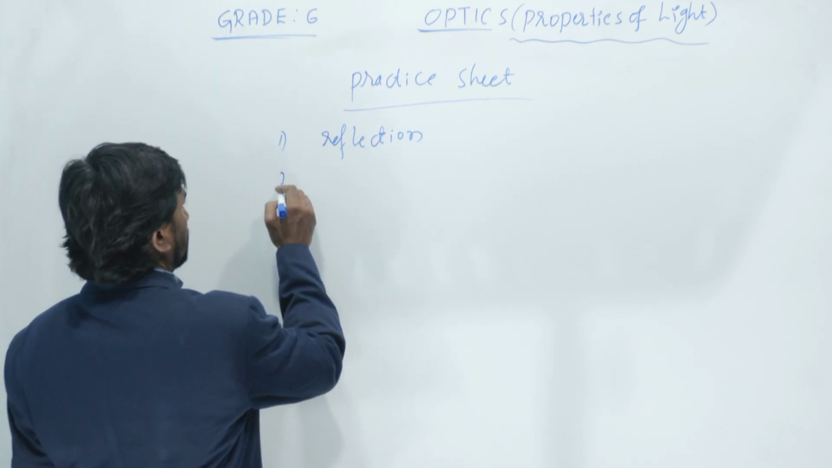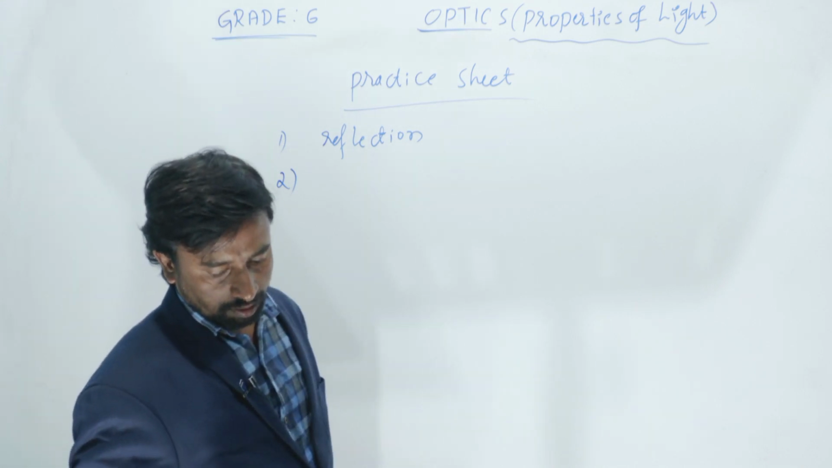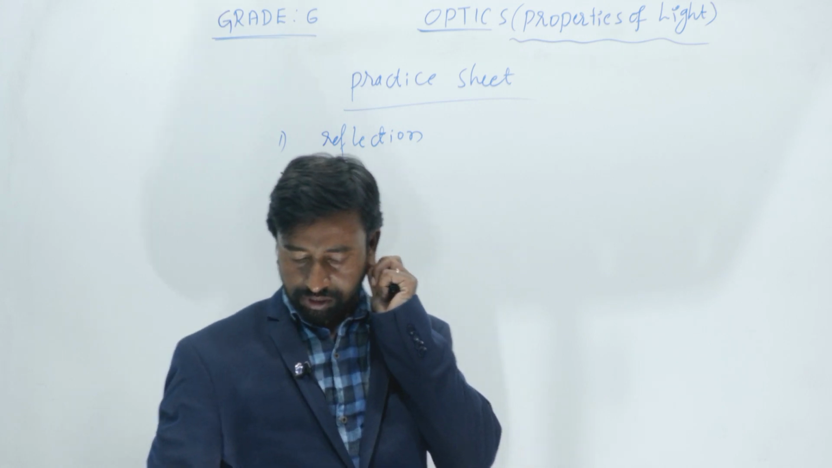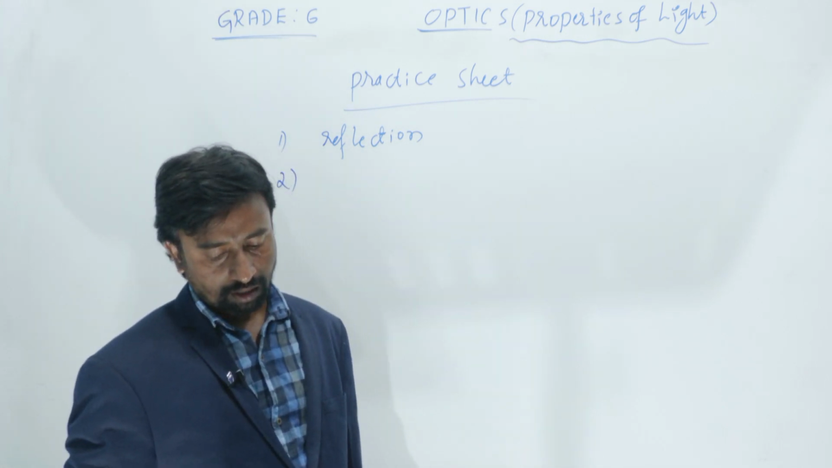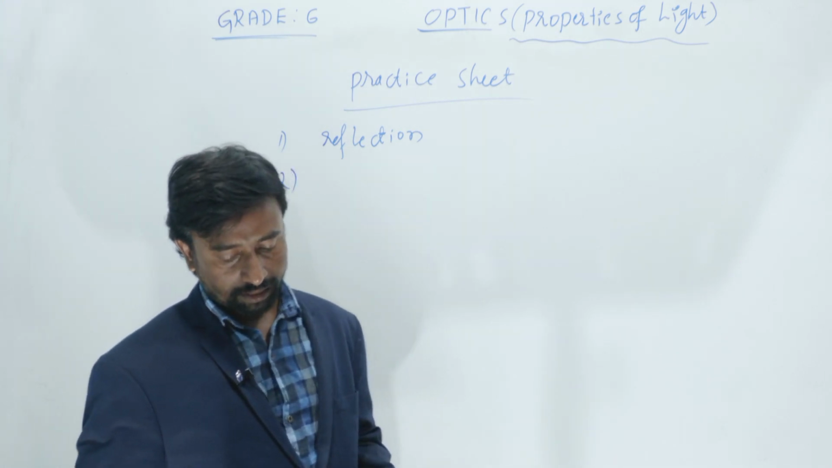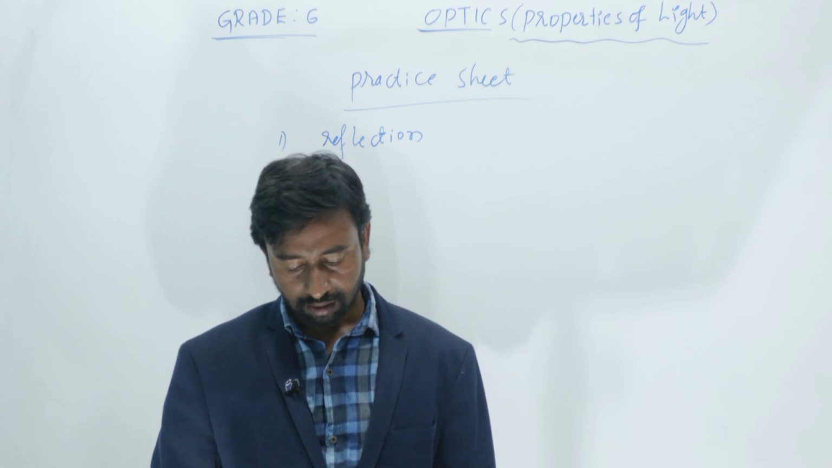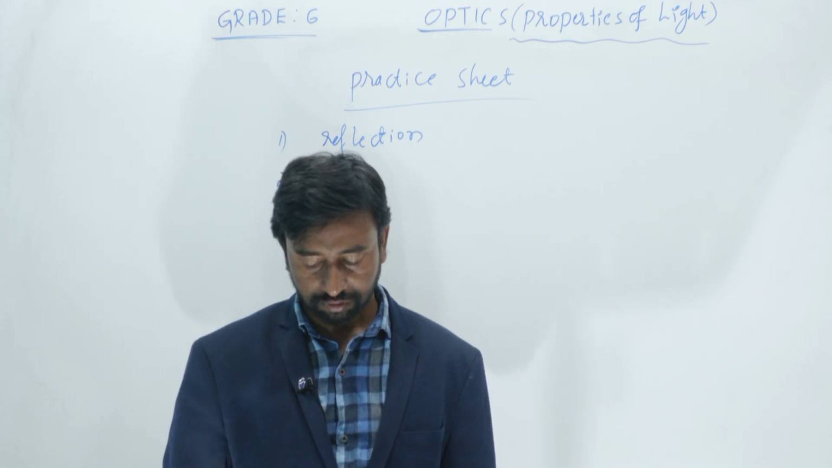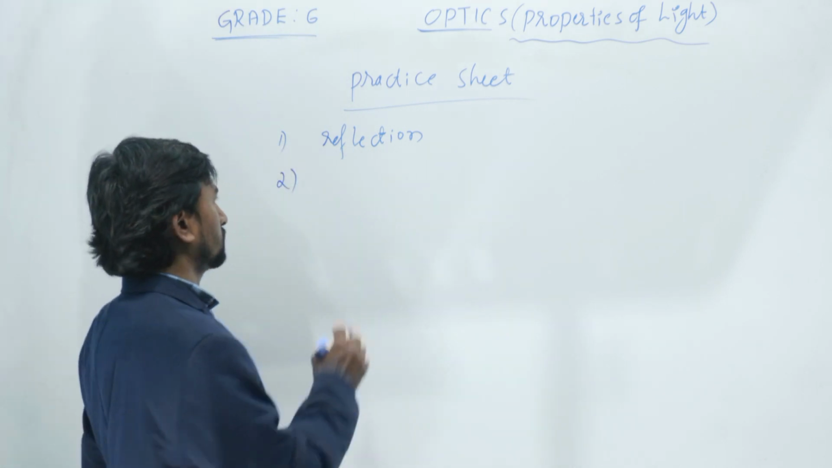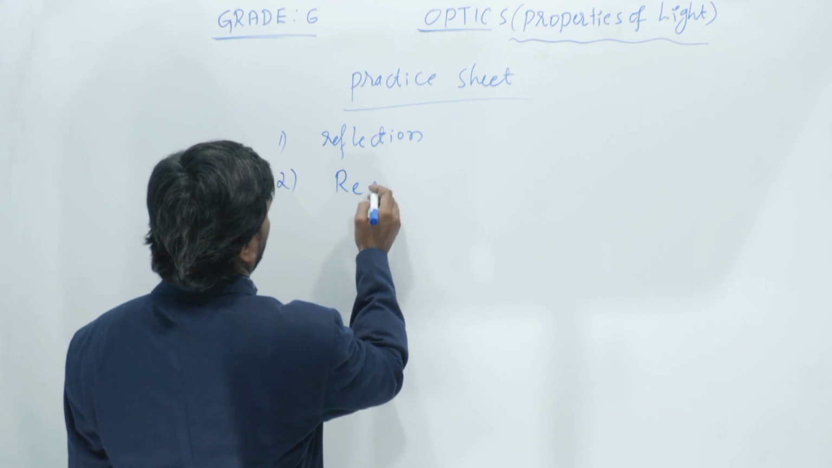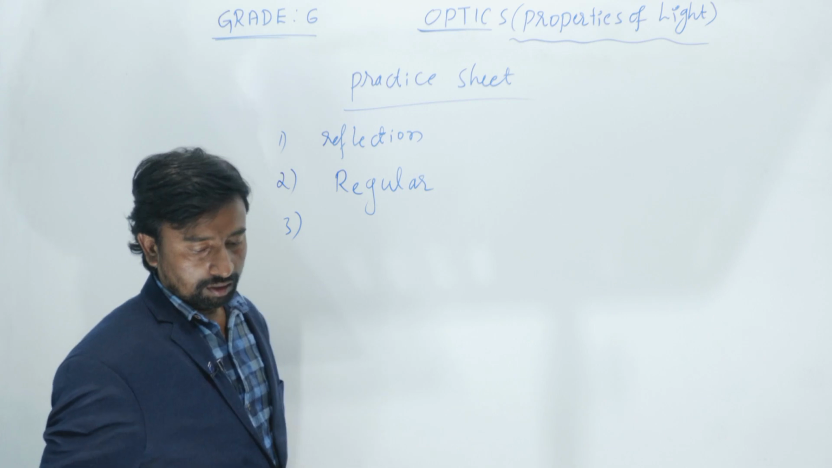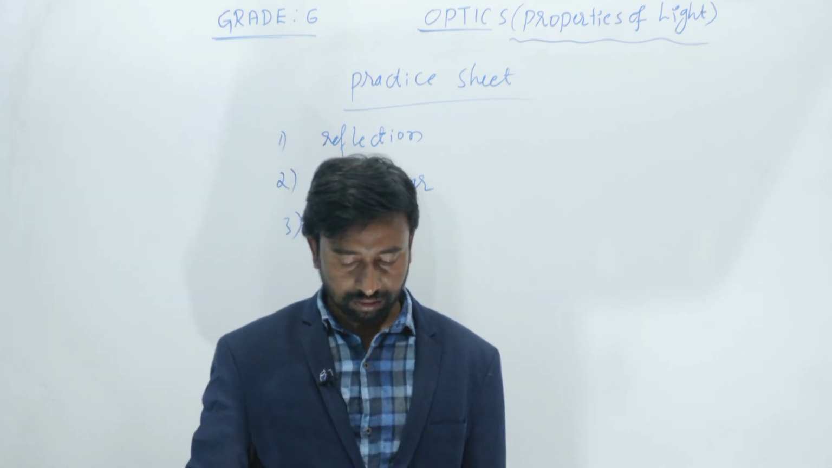And the second one: an object becomes visible when the light undergoes dash reflection. Whenever the light can be seen there, which type of reflection does it undergo? Regular reflection, irregular reflection, diffuse reflection, normal reflection. It is the regular reflection. Whenever regular reflection takes place, we can see the objects properly. Regular reflection. And the third one: the photoelectric effect was invented by.